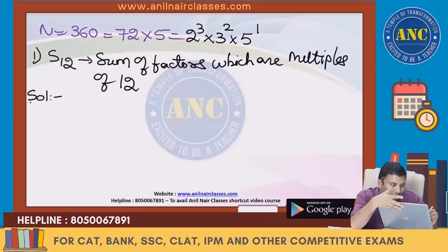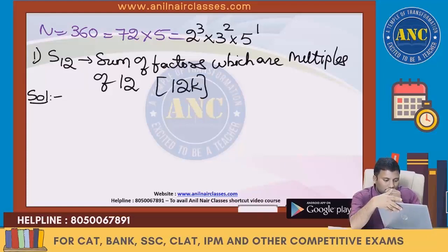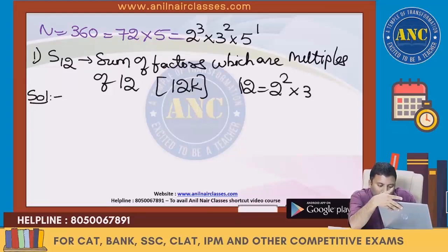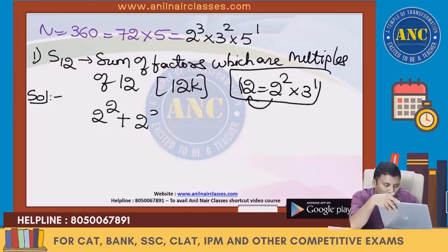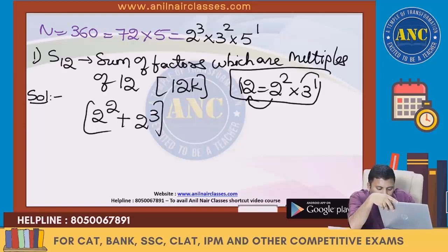Listen carefully to the way I am solving. Any multiple of 12 is of the form 12k. 12 is nothing but 2 square into 3 power 1. Minimum power of 2 to get 12 is 2 square. So instead of starting from 2 power 0, start from 2 square. 2 square plus 2 cube. Minimum power of 3 to get 12 is 3 power 1. Don't start from 3 power 0. So it is 3 power 1 plus 3 power 2.